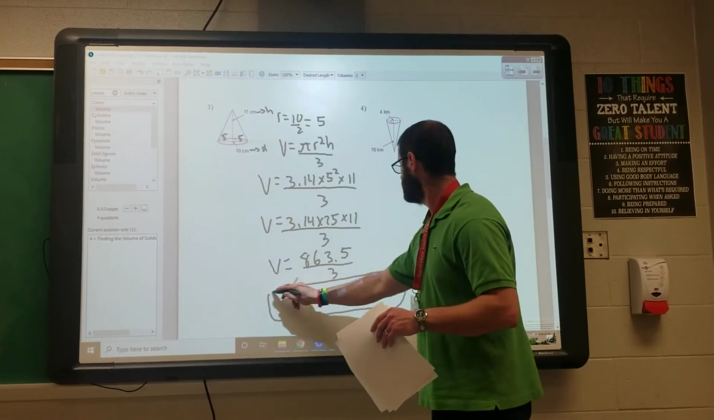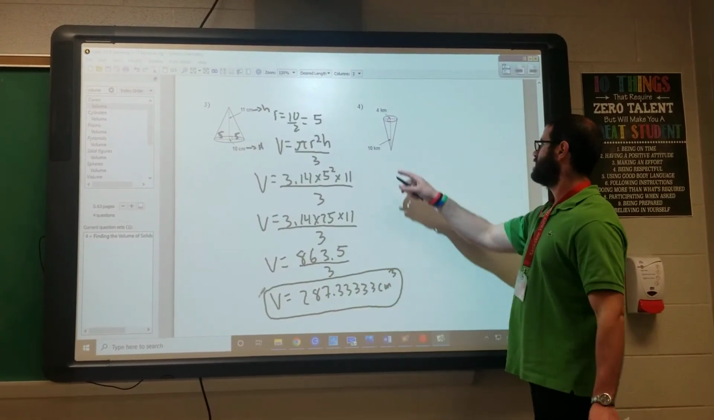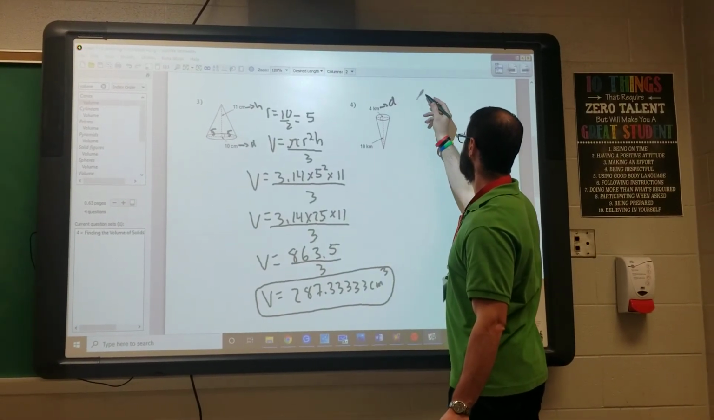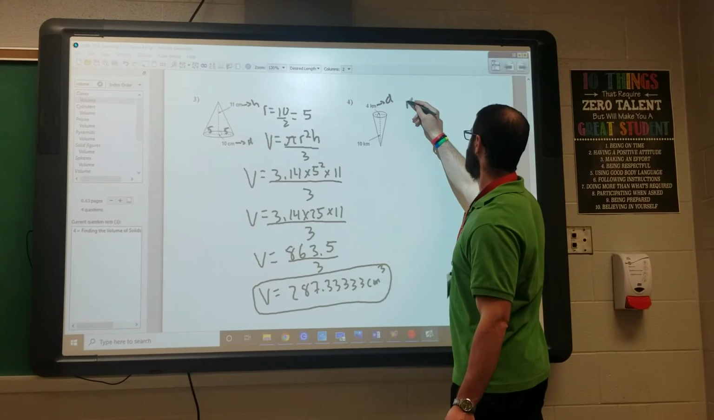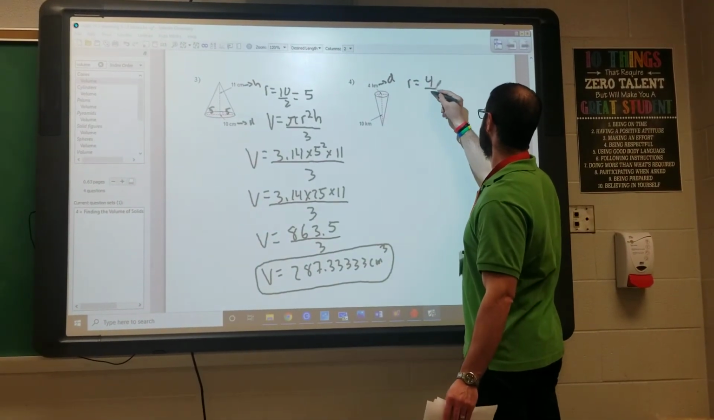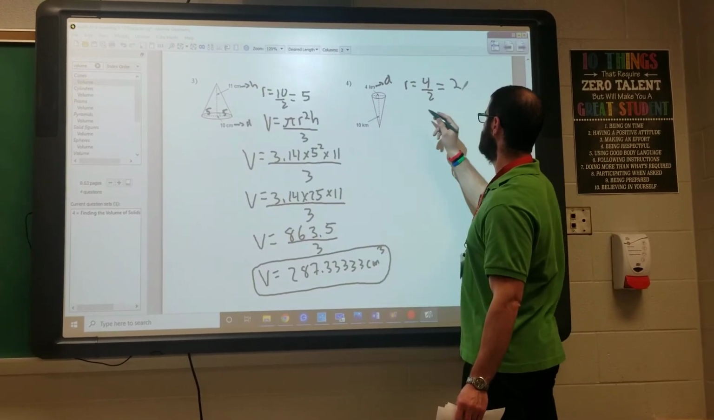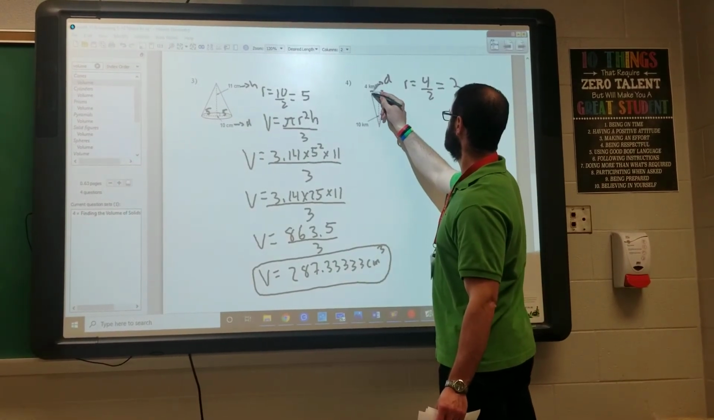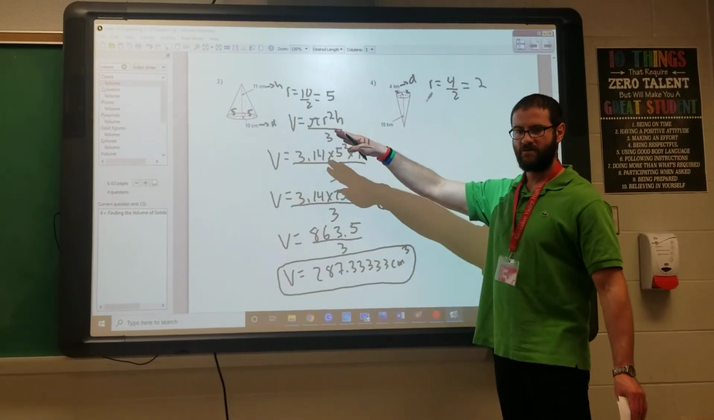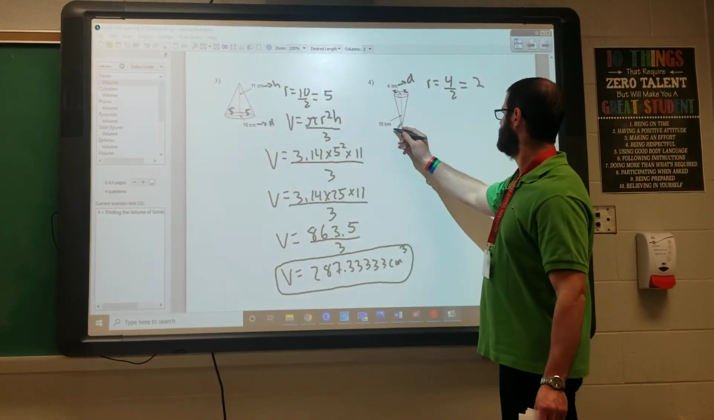Okay, so last one, again, we're given diameter, right? This is the diameter, which means for the radius, we have to take the diameter and divide it by 2. So the radius is actually equal to 2. Right, because this is 2 and this is 2. So remember, we have to divide the diameter by 2 if that's what we're given. 10 is still the height.